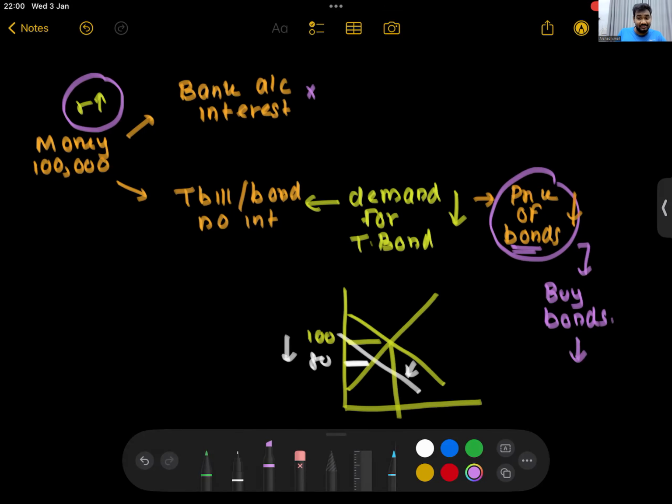Demand for money? Demand for money is how much money you have with you, in the form of cash. If you buy the bond, what happens to the money that you have with you? You don't have money with you, you bought the bond. Demand for money increases or decreases? Demand for money decreases. It's a bit of a complex area.